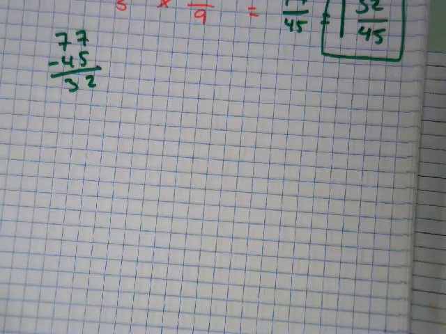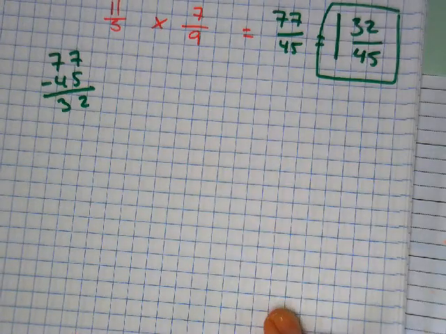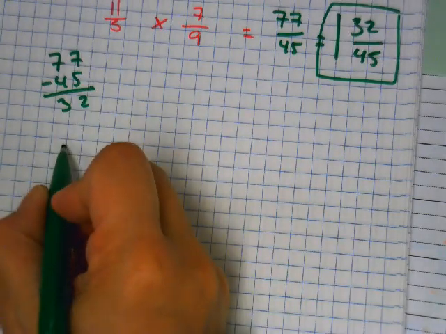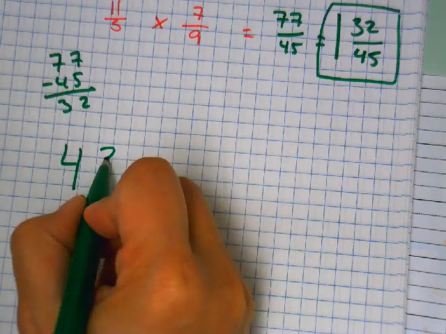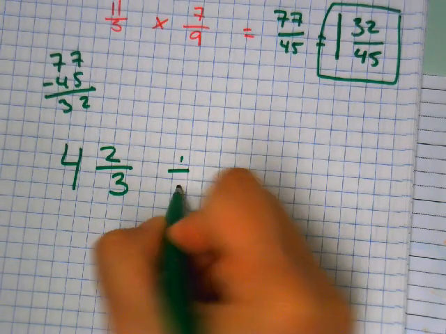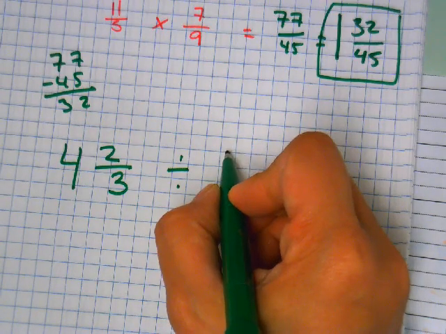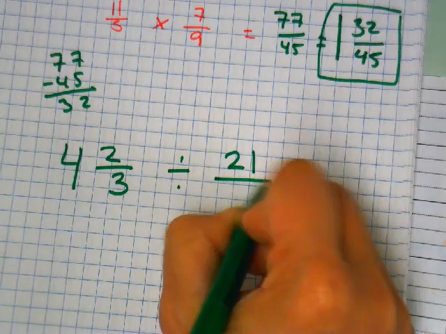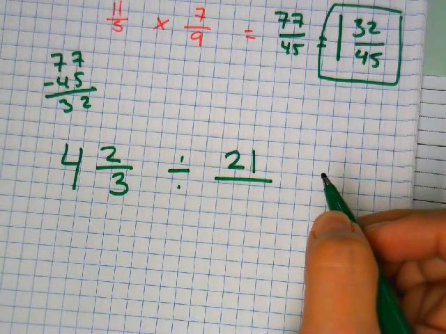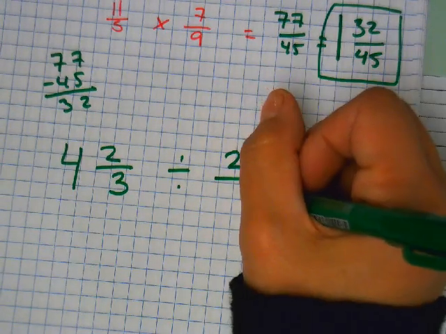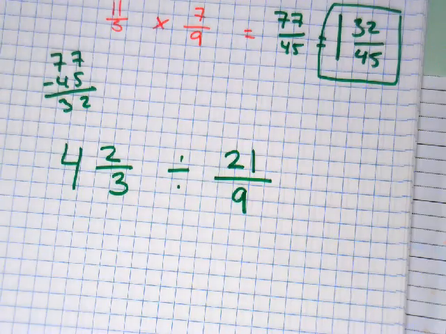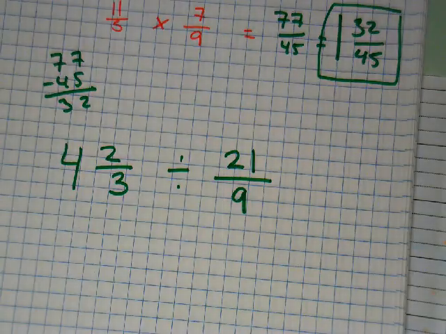I didn't do a good job. I'll do a better job right now. Let's see. 4 and 2/3 divided by 21 over 9. I know it's already gave it to you as improper. Try to do the math. Trying to force you to use the shortcut.